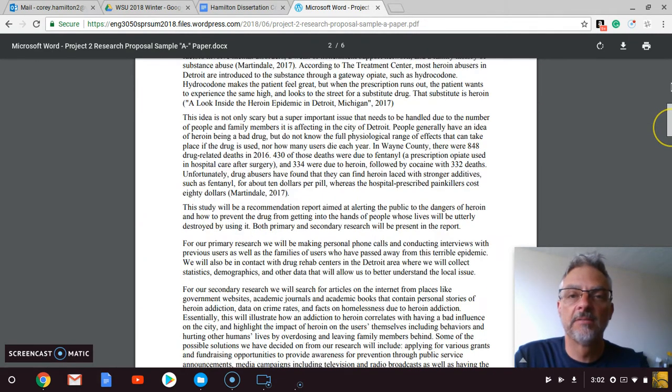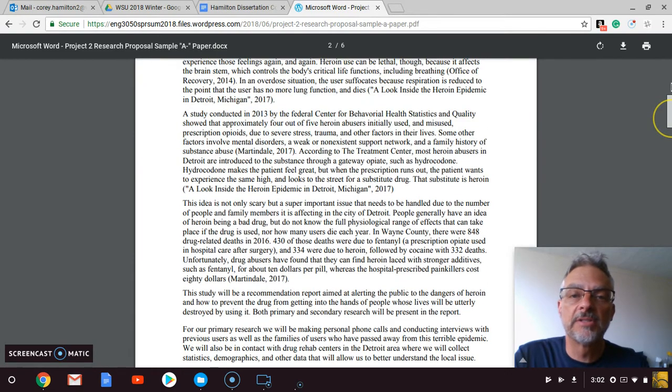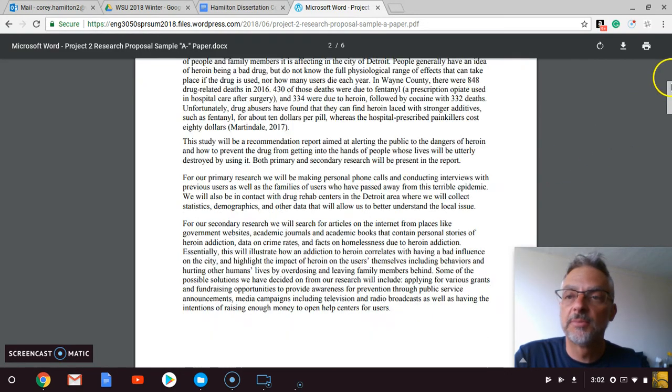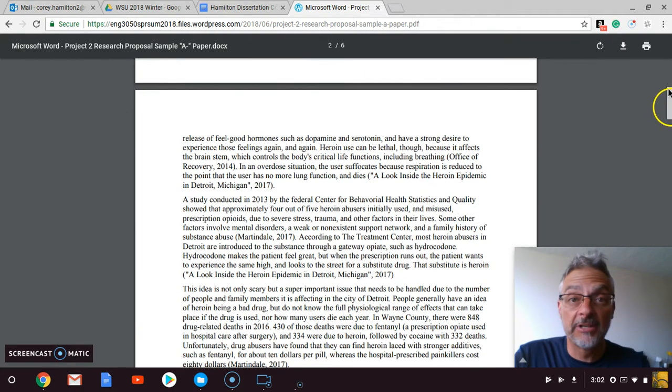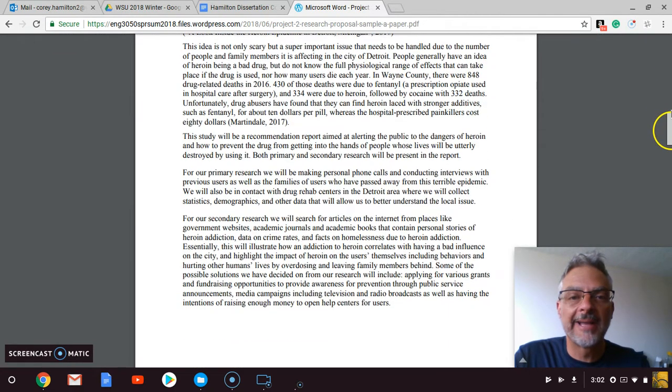And you can see, notice the quoting, right? There's definitely, you see the in-text citations here, right? This particular group has done a really good job of bringing in some secondary research, because that's about all that you will have for this particular part of it.